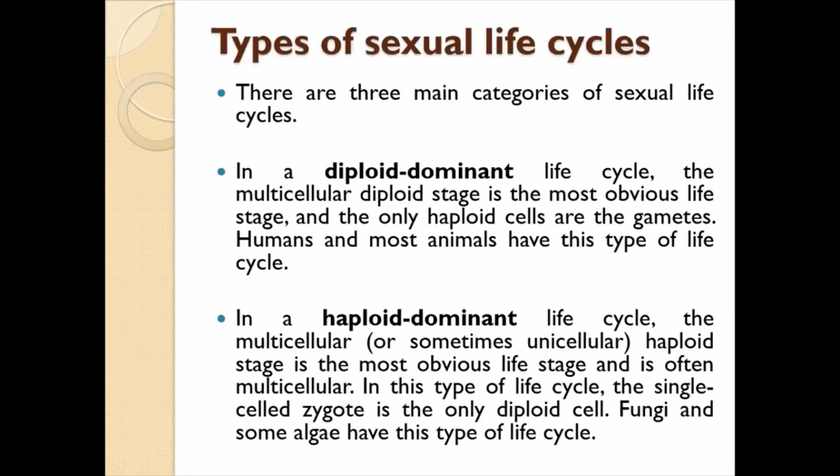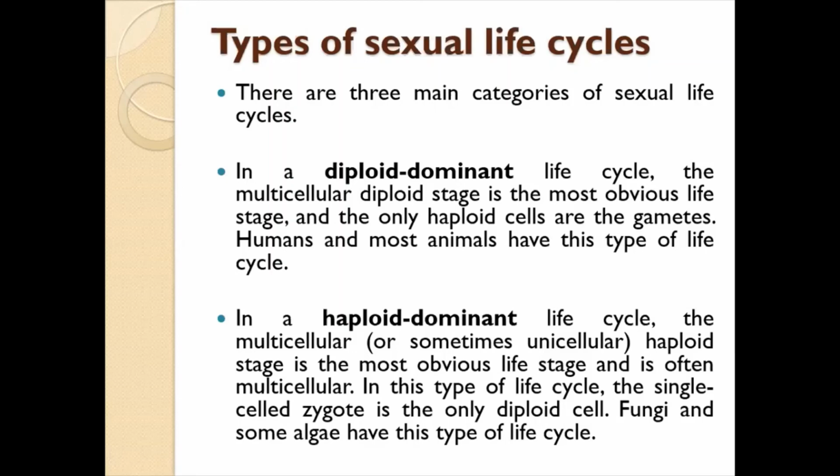and in a diploid dominant life cycle, the multicellular diploid stage is the most obvious life stage, and the only haploid cells are the gametes. So that we call the diploid dominant life cycle. Like us, like humans, the only haploid cells present in our body are the gametes, otherwise we are diploid organisms. So diploid dominant means the diploid stage is dominant over the haploid one.